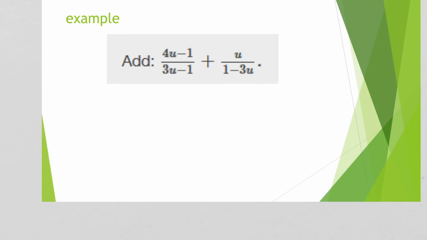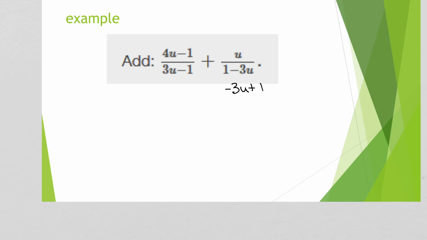Okay, I kind of lied to you. I said that in this video, they would always be the same denominator. Well, this one isn't quite, right? So check this out. They're close though, they're opposites of each other. So let's move this thing around. What I mean by that is I can write it like this.